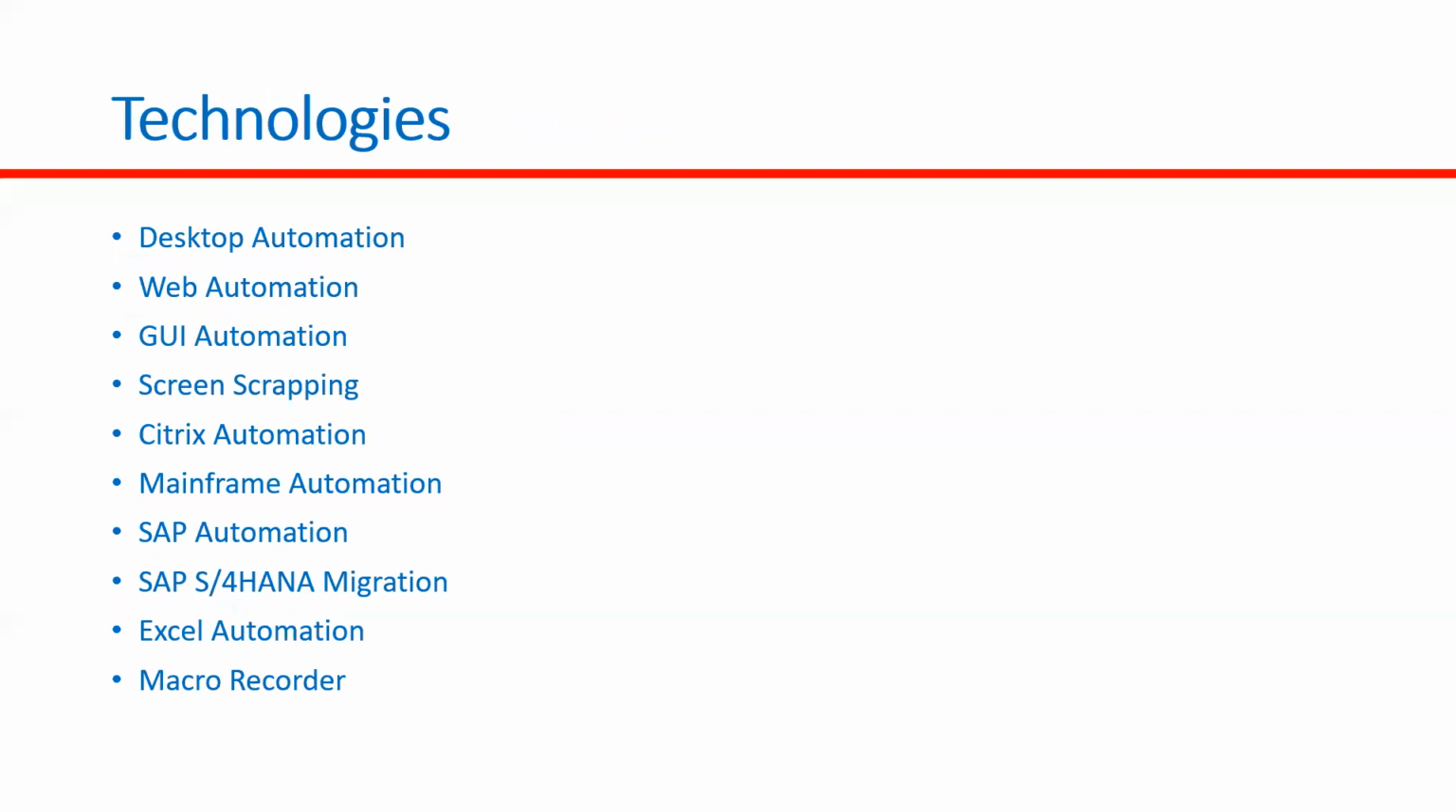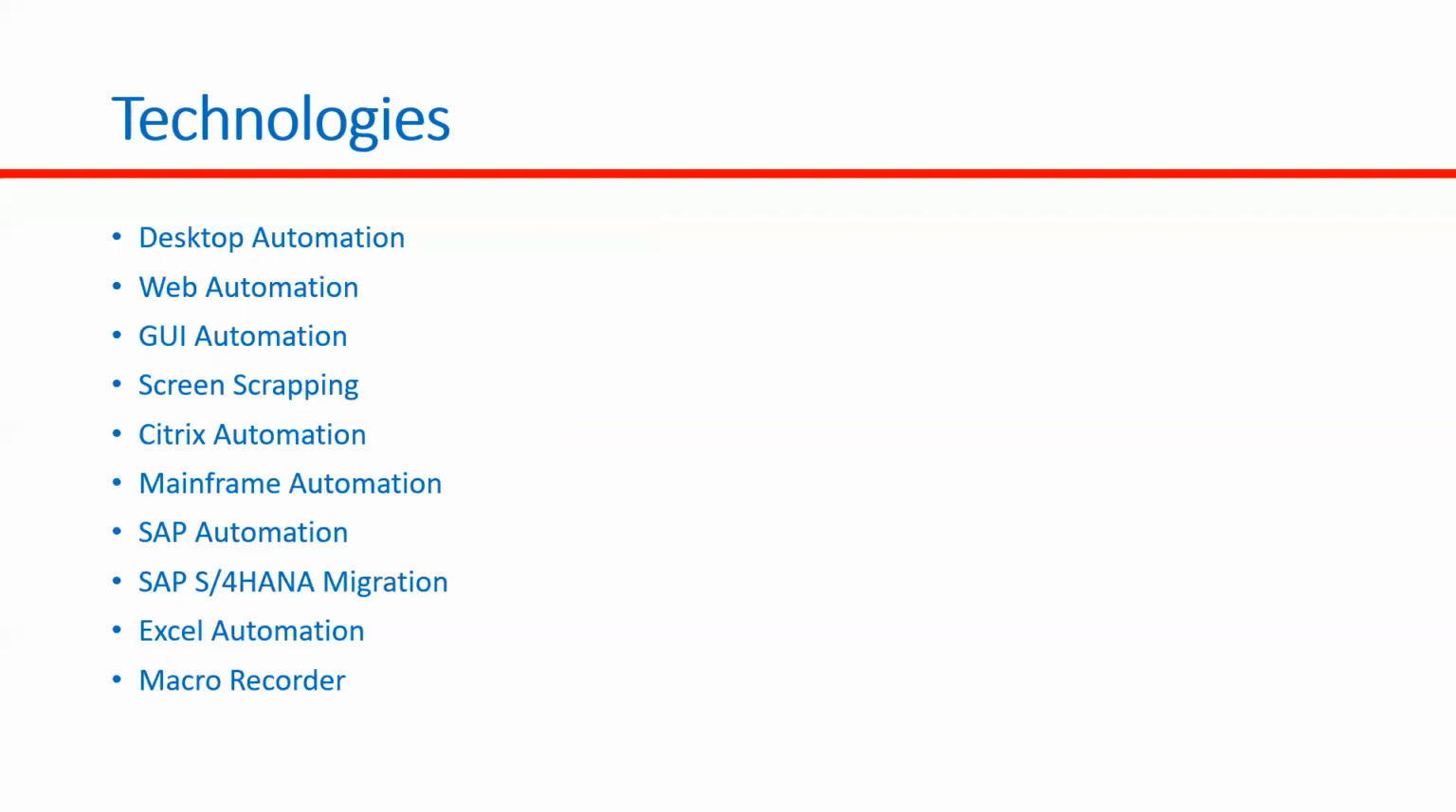As I said, we can automate desktop applications, web applications, and GUI applications using UiPath. We can scrape data from the screen, from an image, or from any PNG file, all using UiPath. And we can automate Citrix applications. Citrix applications means the applications are hosted on a Citrix server. If we want to automate those applications, we can do that in UiPath.